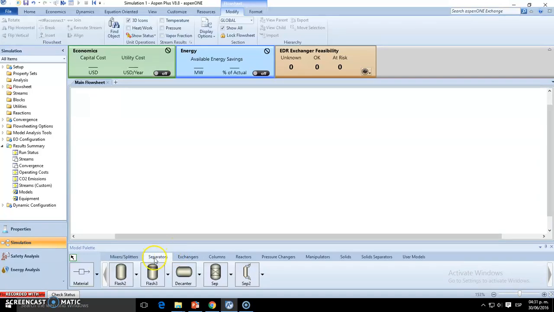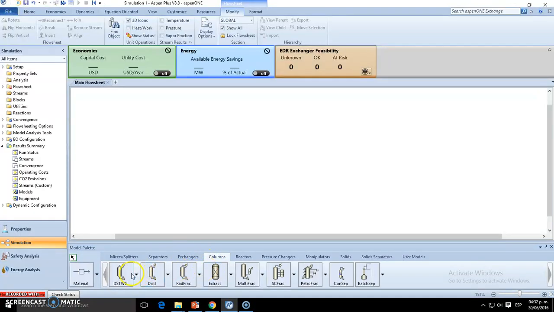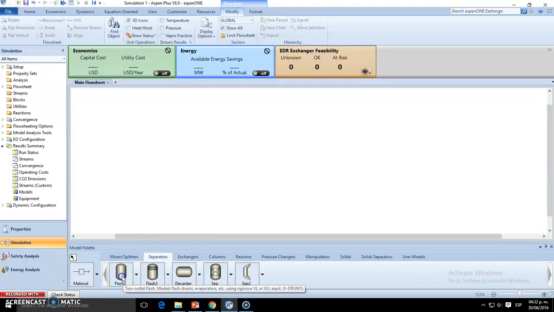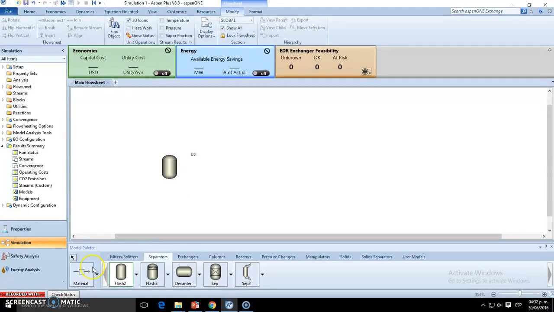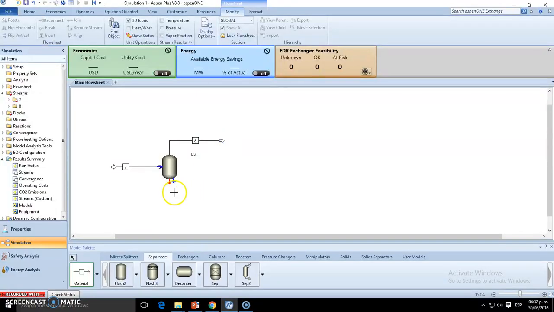So in this section we're going to analyze all the unit operations related to separators, and the difference between separator and column is essentially that the separators use only one stage versus the columns, which have plenty of stages. So anyways, we have flash number 2, which is essentially a flash that can operate up to two outlets, liquid and vapor. So this will be the liquid, this will be the vapor, and this will be the inlet.